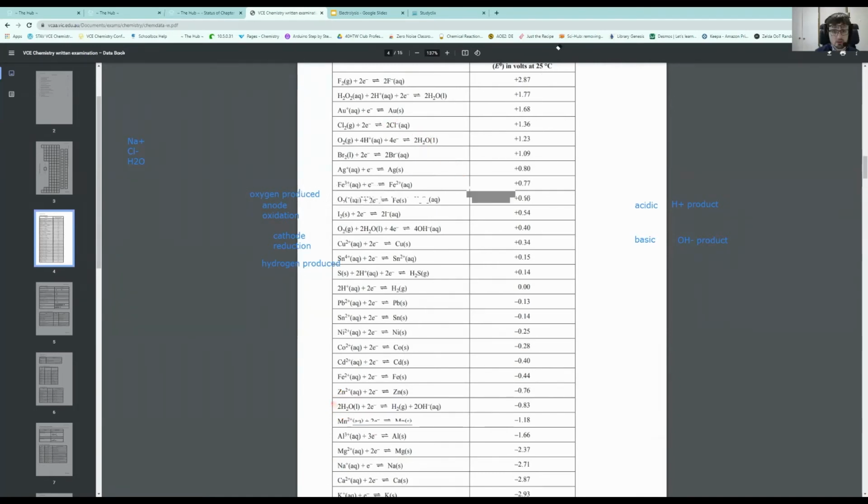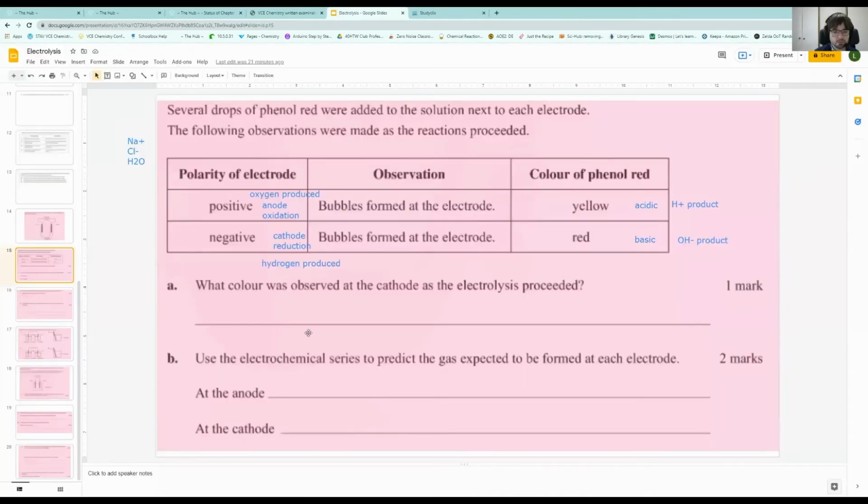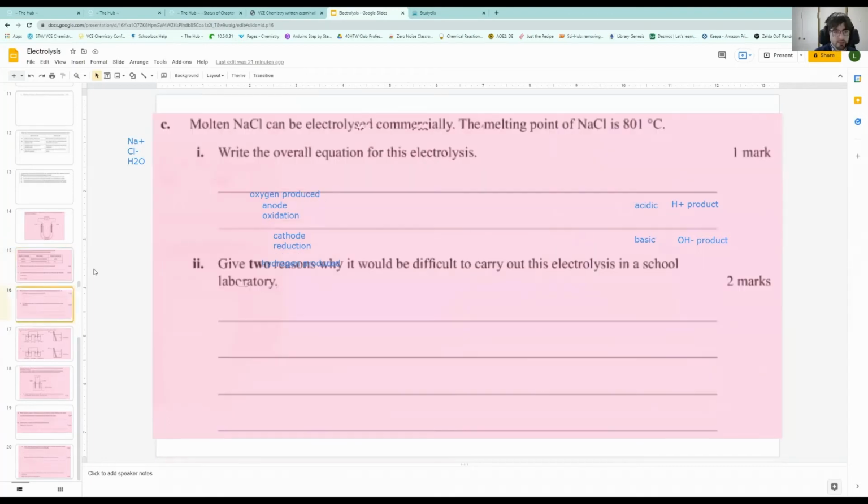Oops, I erased way more than I thought I would. All right, so we answered those. Imagine we wrote them in the book rather than on our thing. All right, here we go. So we're kind of done with the aqueous one. Molten sodium chloride can be electrolyzed commercially. The melting point of sodium chloride is really high. Well, it's not too high for an ionic compound, but it's high compared to everyday temperatures. Write the overall equation for this electrolysis.